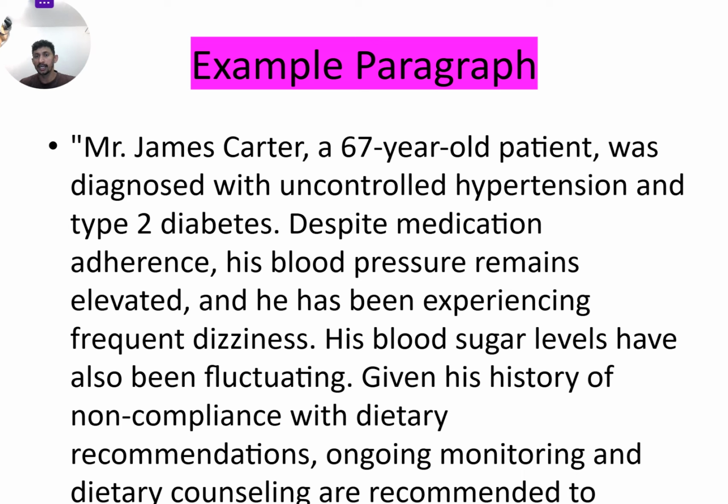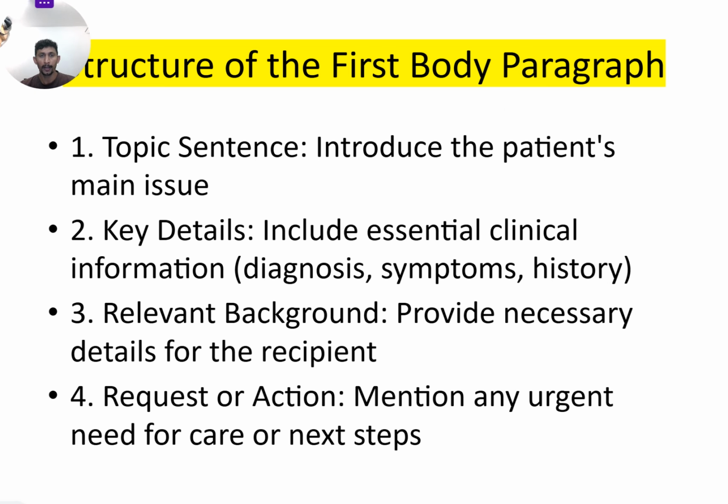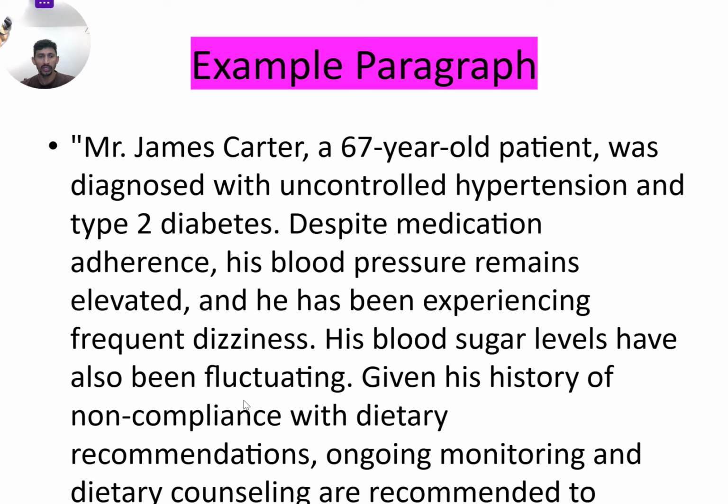You can see a connection between the sentences, because you already mentioned uncontrolled hypertension and type 2 diabetes in the first sentence, and in the following sentences we are connecting each one to it. The blood sugar levels are directly connected to the type 2 diabetes. Given his history of non-compliance with dietary recommendations, ongoing monitoring and dietary counseling are recommended to improve his condition.